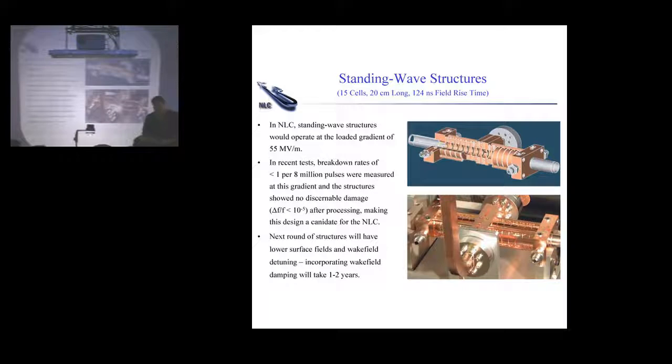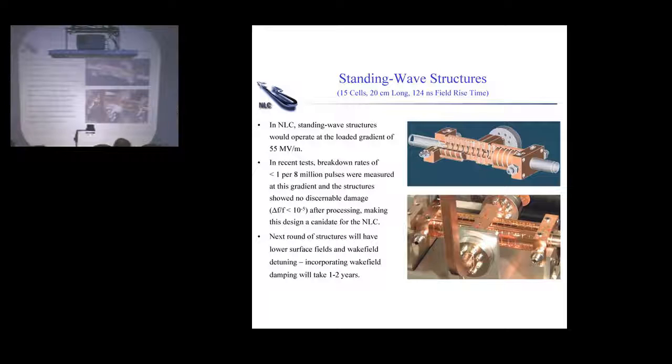Another success has been with the standing wave structures. Here you basically fill the structures just from the center. Instead of a traveling wave going through it, they basically just fill up uniformly. And one advantage of this is that you only have to run at the loaded gradient in the NLC, which is 55, not the 70. So this lowers down the field requirements.